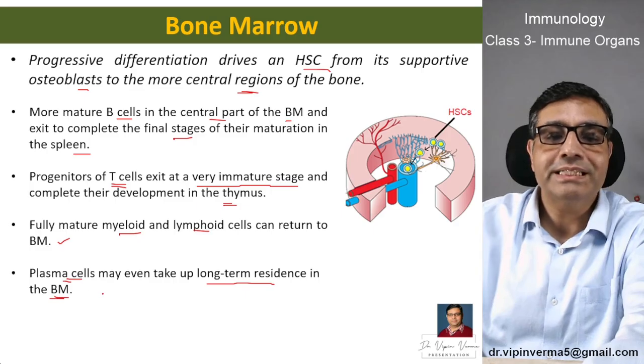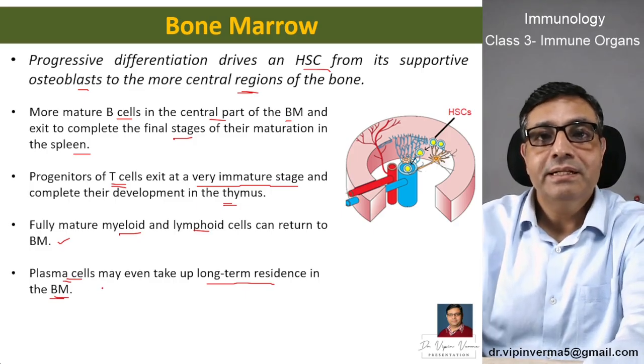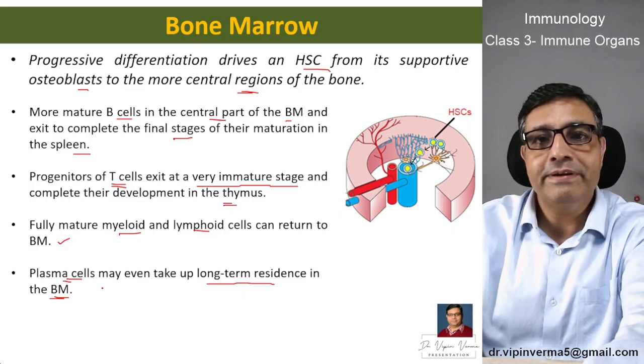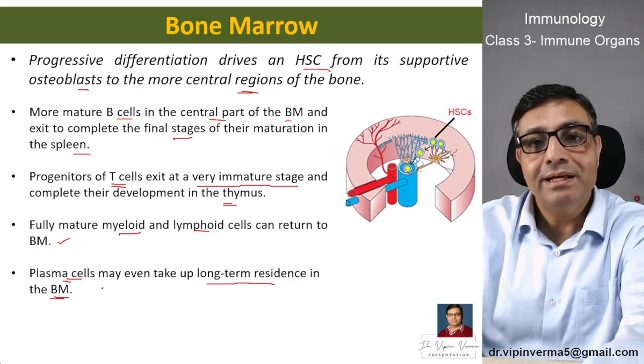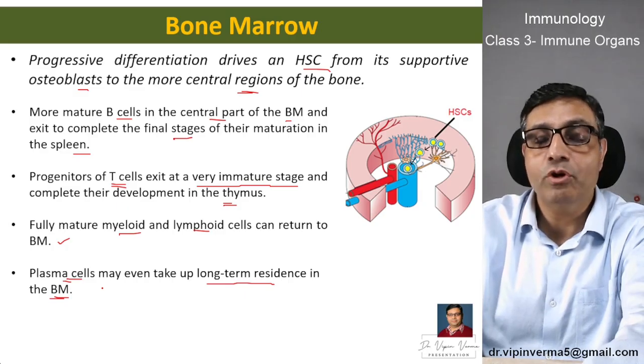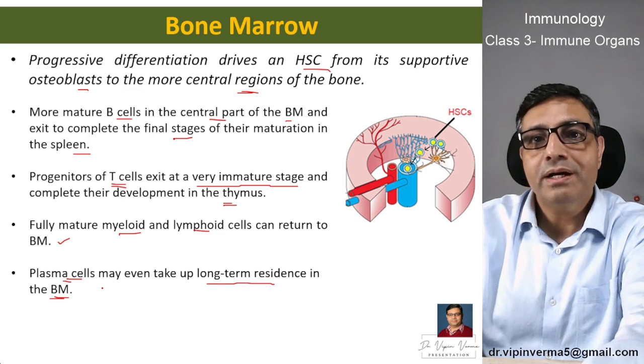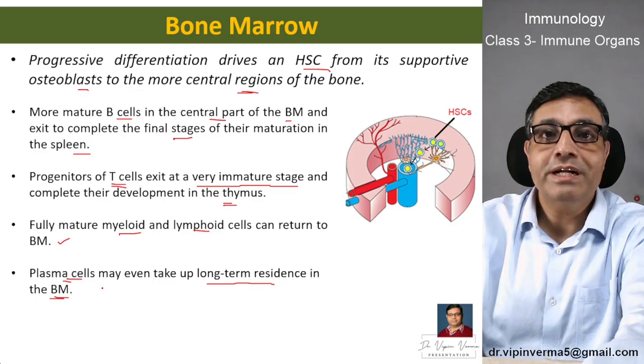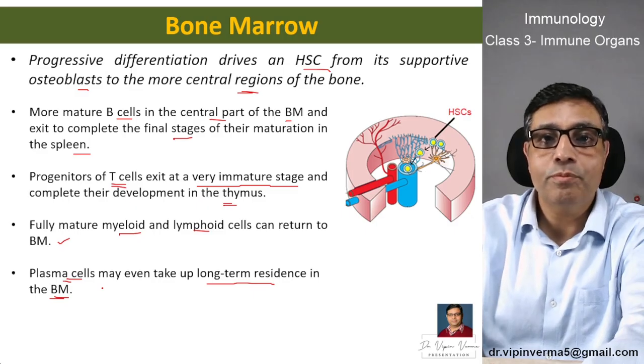Once the plasma cells are formed, that means the mother B cell has already encountered an antigen and differentiated into the effector plasma cell. The plasma cell secretes antibodies, and it can also come to the bone marrow and take up long-term residence, so that if any infection comes in the bone marrow, they can easily deal with it.